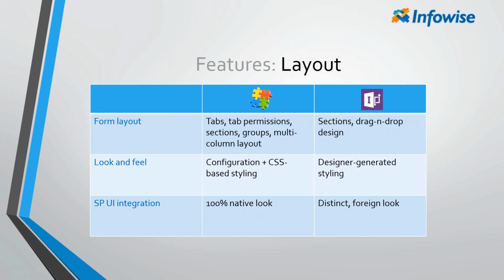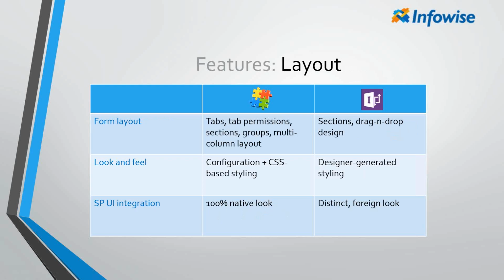In terms of look and feel, again, in InfoPath we use the designer, and we can change colors of the background and fonts and so on. In Ultimate Forms, we use a configuration-based design for the common things like background color or borders and so on. And we also have full CSS support as well, so we can add our custom CSS classes. In terms of how it looks within our SharePoint, InfoPath, as we saw it, looks kind of foreign. It's distinct from the other sites, whereas Ultimate Forms will have a 100% native look.